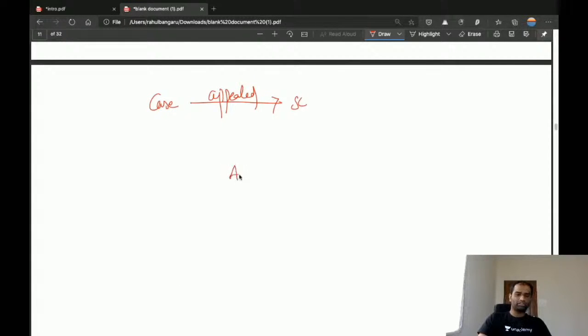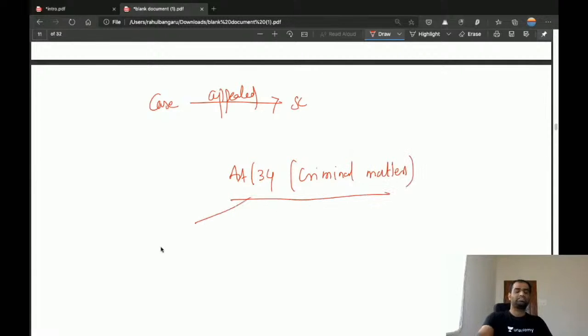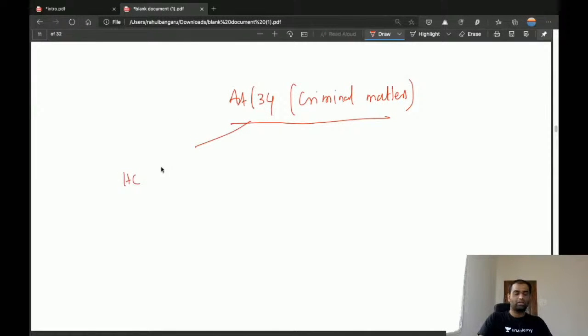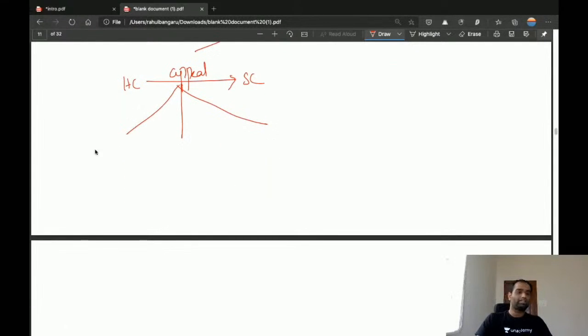Now, the next article that we're going to discuss is Article 134, that is, cases involving criminal matters. Criminal matters are worthy of appeal from the High Court to the Supreme Court in three instances. One, if it is certified by the High Court that this criminal case can be filed before the Supreme Court, in that case it can be filed before the Supreme Court.